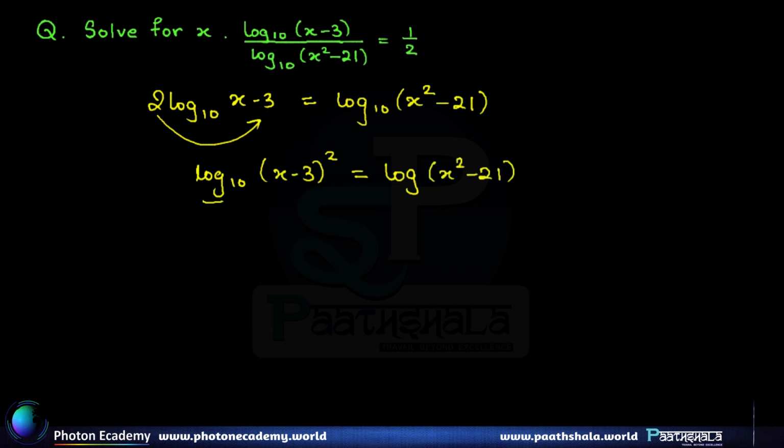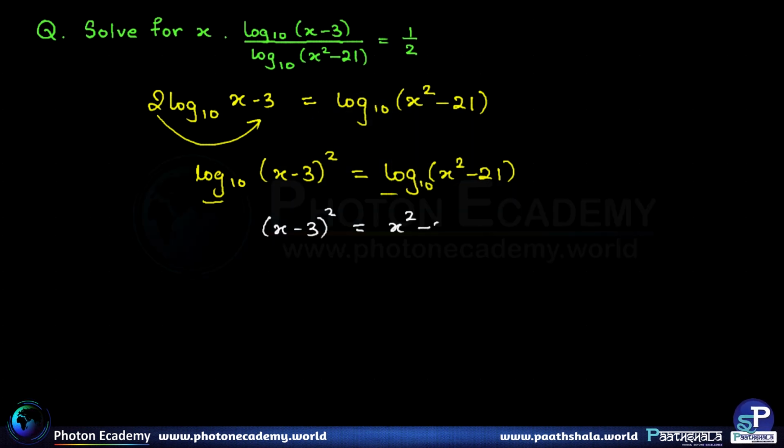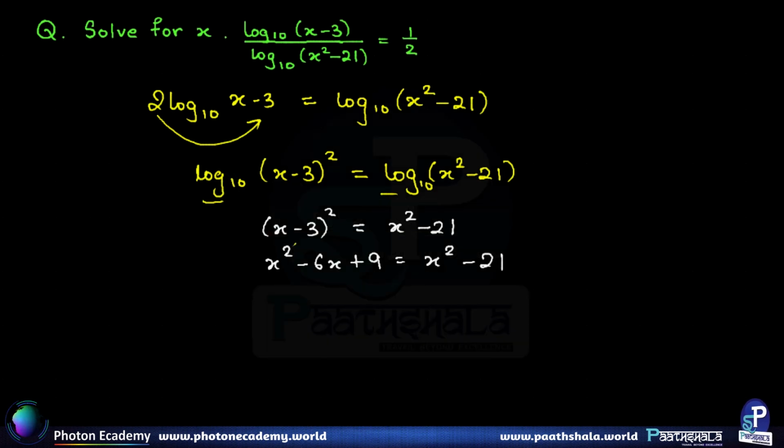The logs are equal, therefore the terms inside them will be equal as well. So x minus 3 square is equal to x square minus 21. Expanding the quadratic is x square minus 6x plus 9 is equal to x square minus 21. X square will cancel out with x square. This is minus 30, so x is equal to 5.